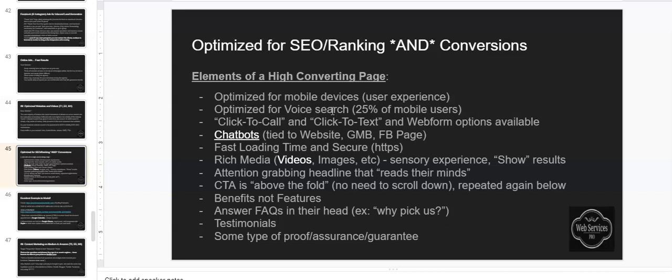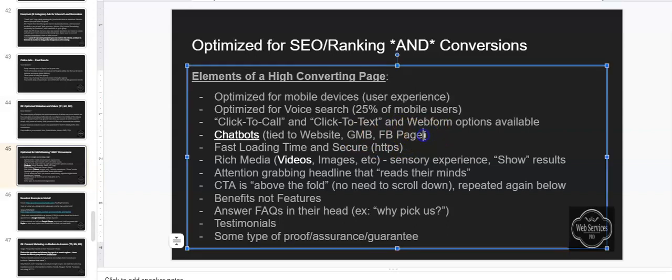I said provide multiple options for potential clients to interact with you. So you need to have a click to call. You need a click to text for SMS. You need a web form, for people who like to submit forms. And definitely you need to have chatbots. We're able to tie chatbots to your website and to your GMB itself. People see a button in GMB to message that business, and that can be connected to a chatbot that opens up for them. Also, Facebook has its own chatbot called ManyChat. I could write that in here for you.